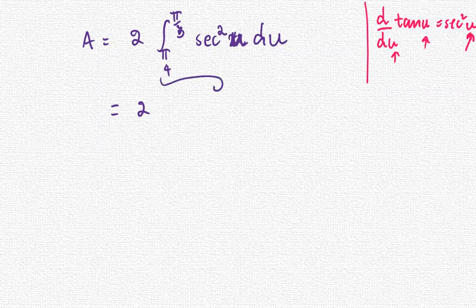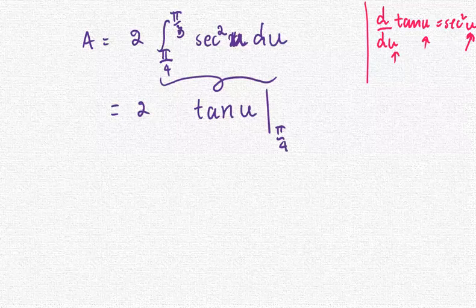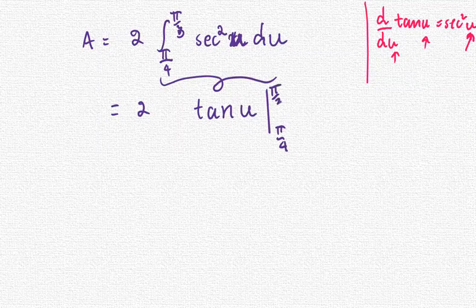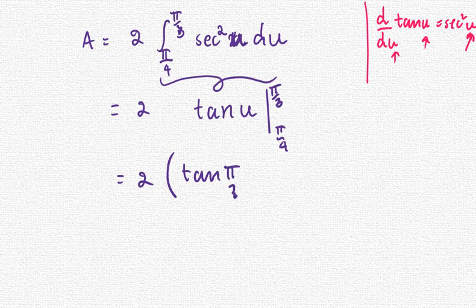Now, the antiderivative part is tangent of the variable u. Okay, integral sign and du gone. We're gonna work on replacing lower limit, upper limit. Lower limit pi over 4, upper limit pi over 3. Upper limit first, so the tangent of pi over 3 minus lower limit tangent of pi over 4.